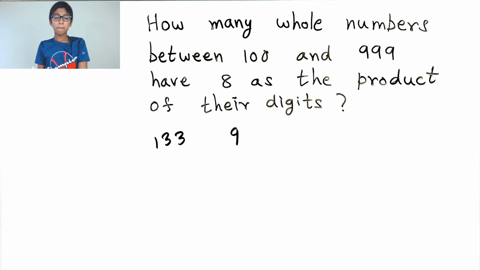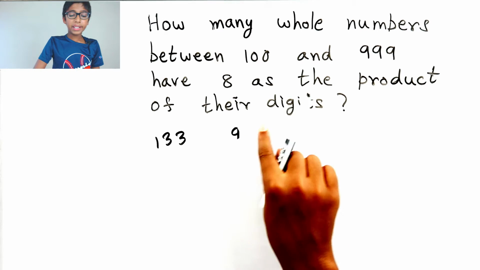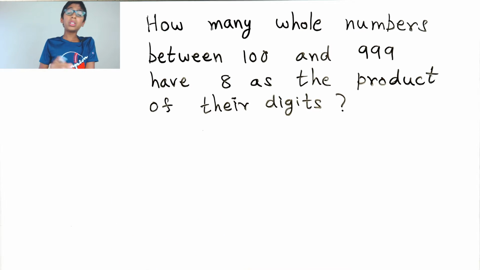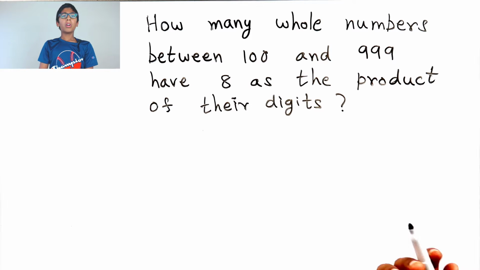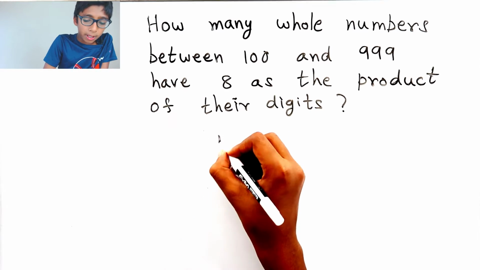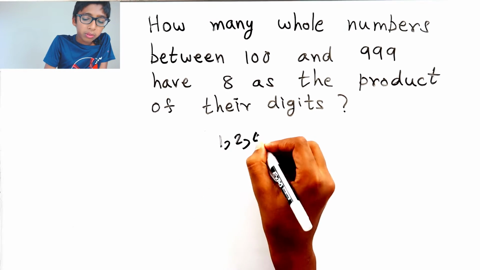Now let's find 8 as a product of the digits. So now let's erase these, and go from 100 to 999. We don't really want to waste our time, so we only need to find some numbers. Those numbers are going to be the factors of 8. The factors of 8 are 1, 2, 4, and I'm going to put 8.